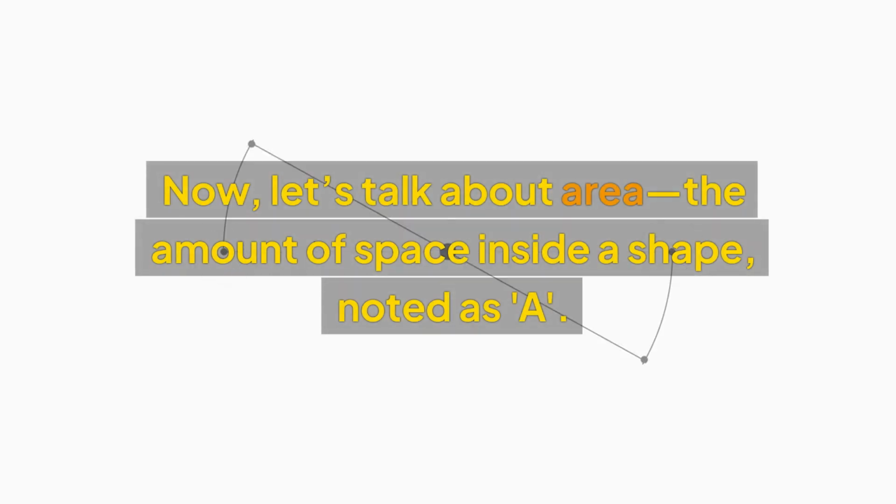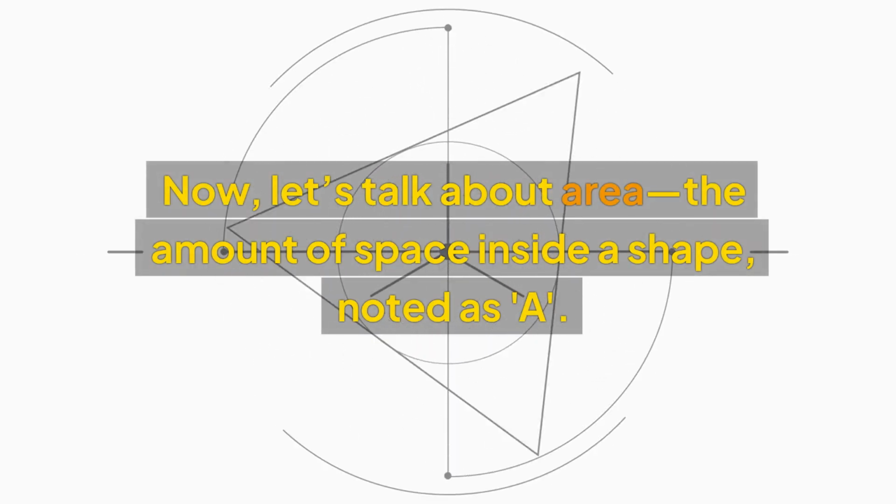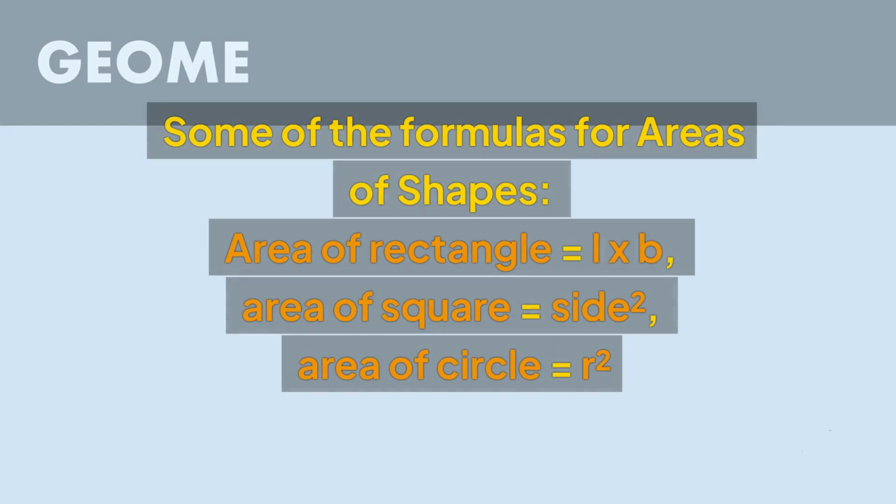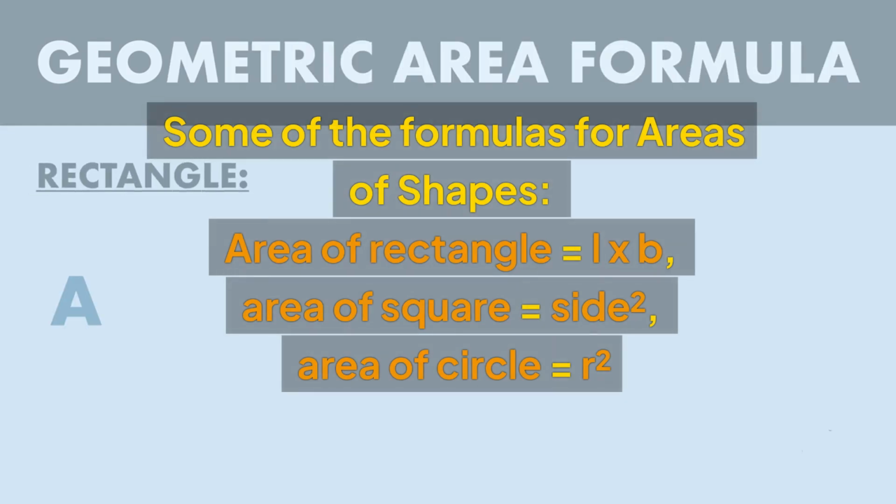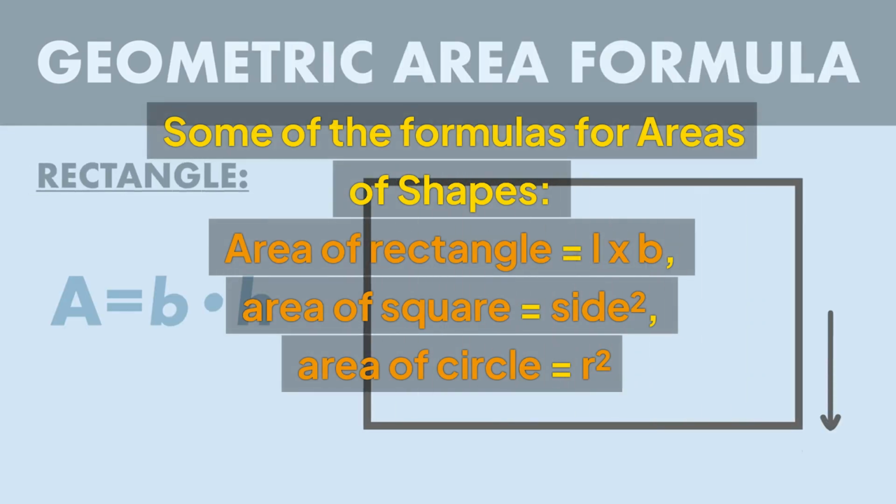Now, let's talk about area, the amount of space inside a shape, noted as A. Some of the formulas for areas of shapes: area of rectangle equals L into B, area of square equals side square, area of circle equals πr square.